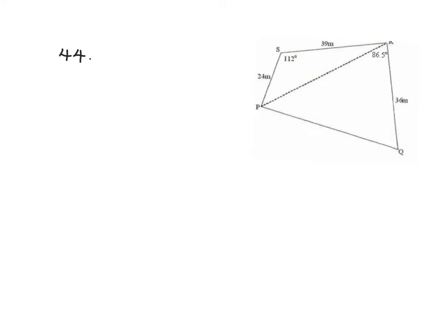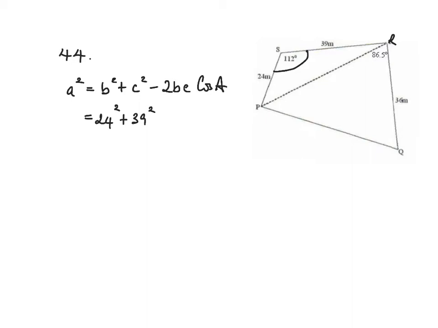So we're going to work out side PR first of all. We've got an angle between two sides, so that's the cosine rule. And that's 24 squared plus 39 squared minus 2 times 24 times 39 cos 112 degrees.